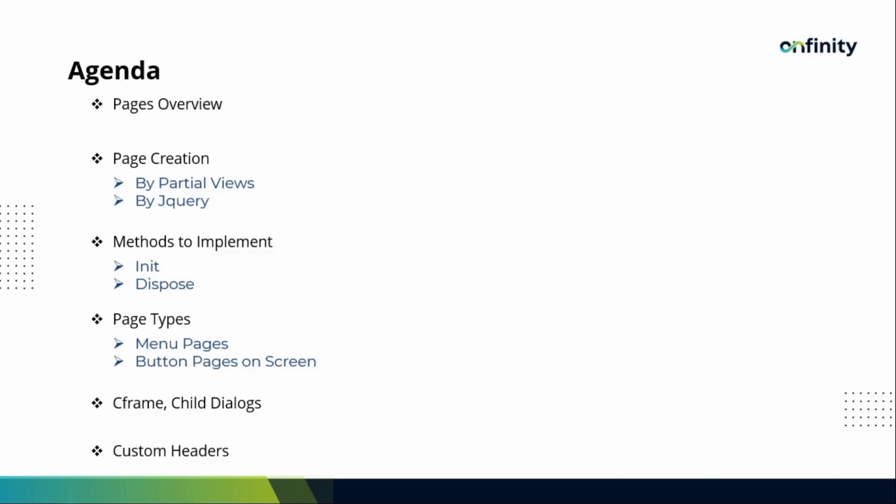Then, there are different options provided in the framework in the form of C-frames and child dialogues. We'll learn in this session how these C-frames and child dialogues are created. Then, there's another option that can be implemented with the pages: custom headers. The default framework provides you with default headers, but you can also customize your page headers according to your requirements.